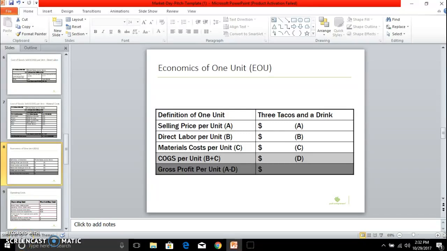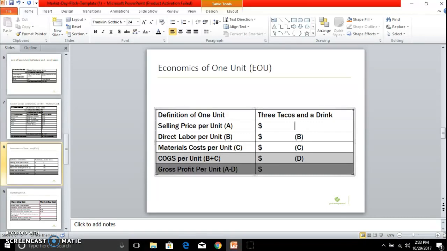Alright, entrepreneurship classes, this is the third video of our market day pitch calculations. So we're going to do economies of 1 unit and your operating costs. The next thing you're going to have to figure out is a selling price per unit. Again, per unit would be the 3 tacos and a drink. That's 1 unit that you're going to sell.